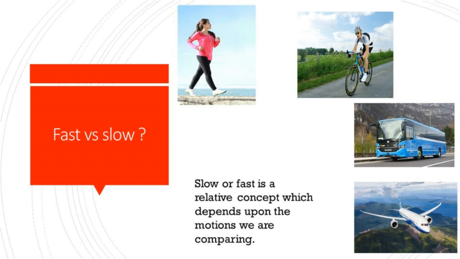Can we say a motion is slow or fast without comparing anything? Yes. Compared to walking, cycling is fast. But a bus is faster than a cycle. The aeroplane is much faster than a bus. So, slow or fast is a relative concept which depends upon the motions we are comparing.